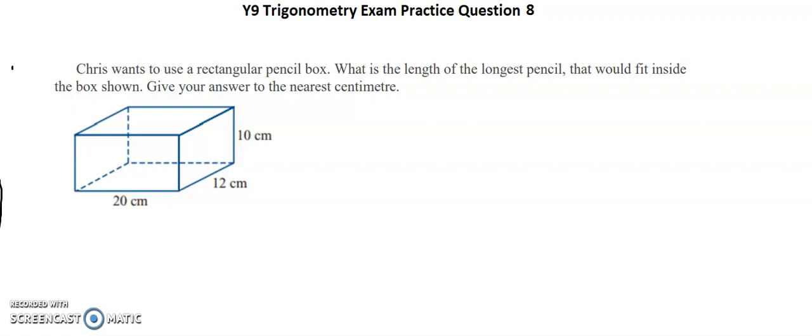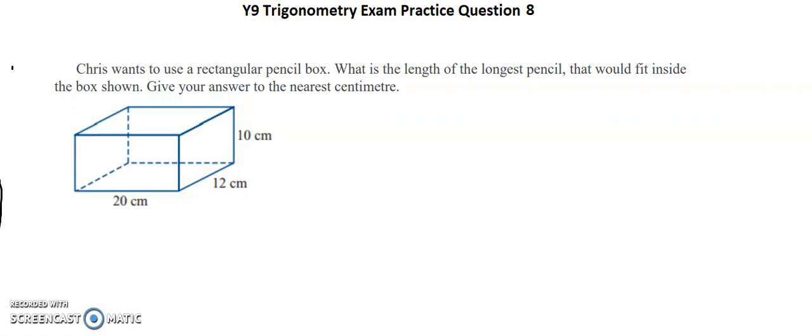Year 9 Trigonometry Exam Practice Question 8. Chris wants to use a rectangular pencil box. What is the length of the longest pencil that would fit inside the box shown? Give your answer to the nearest centimeter.